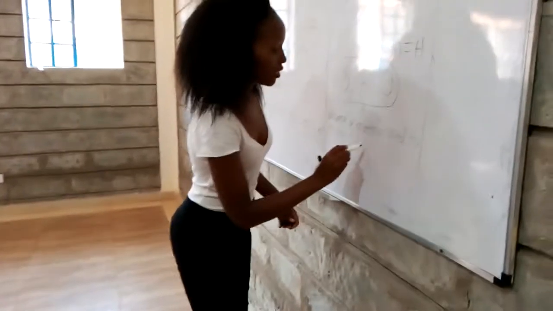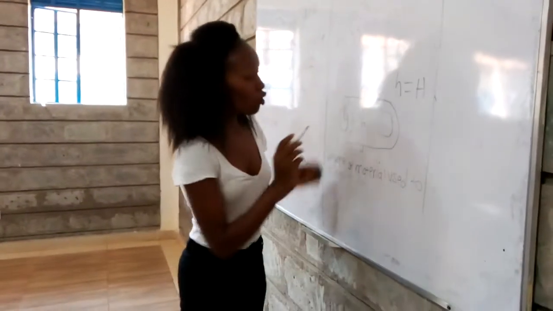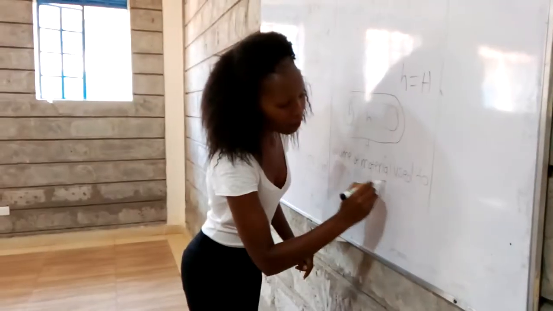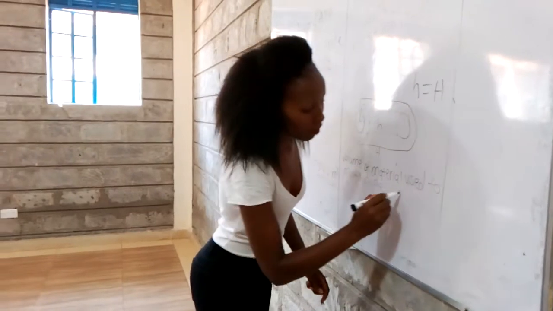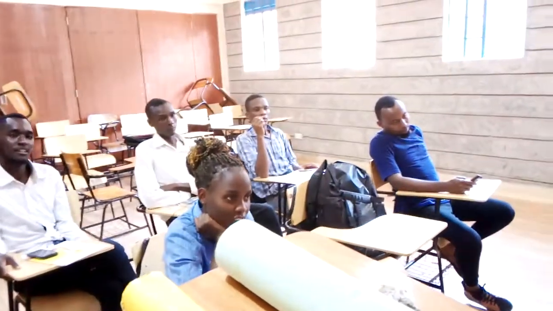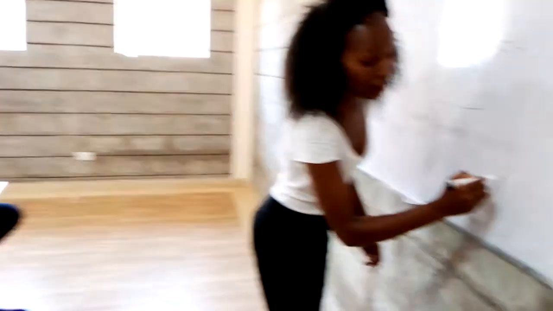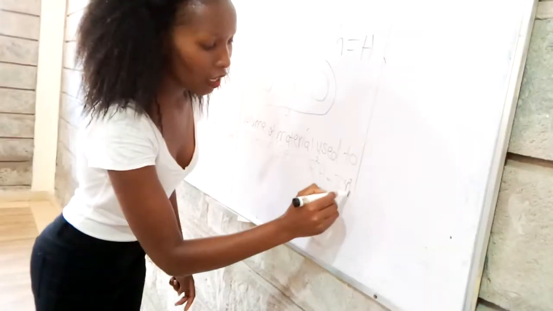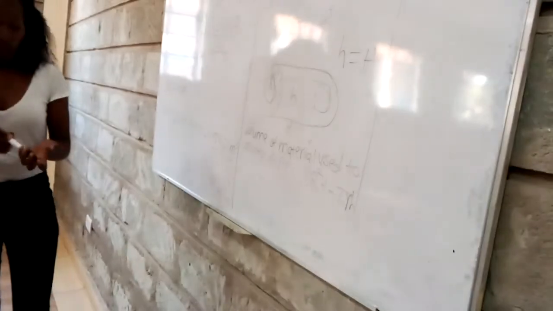So we get the volume of the larger part, which is pi R squared times the height, subtract pi r squared, the small one, times the height. So this is the formula.